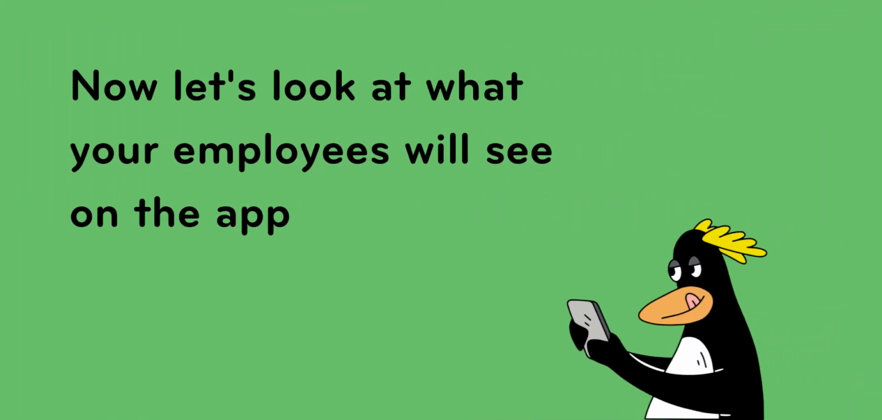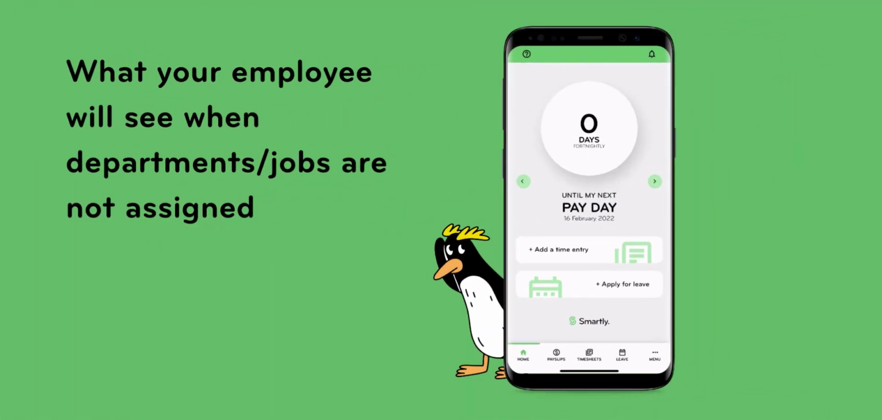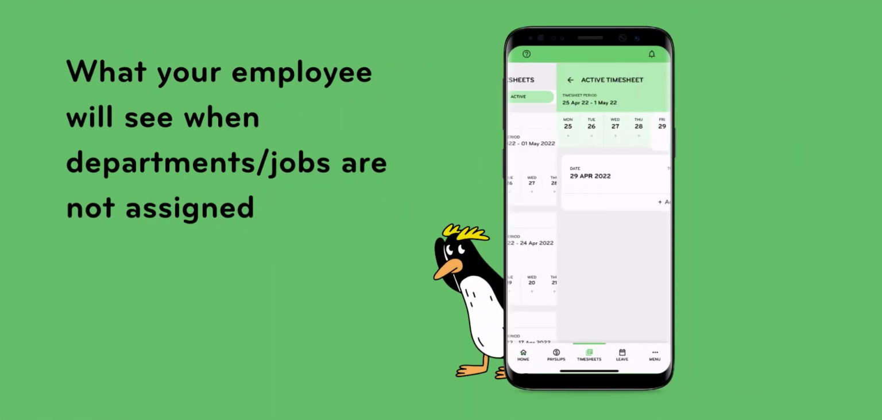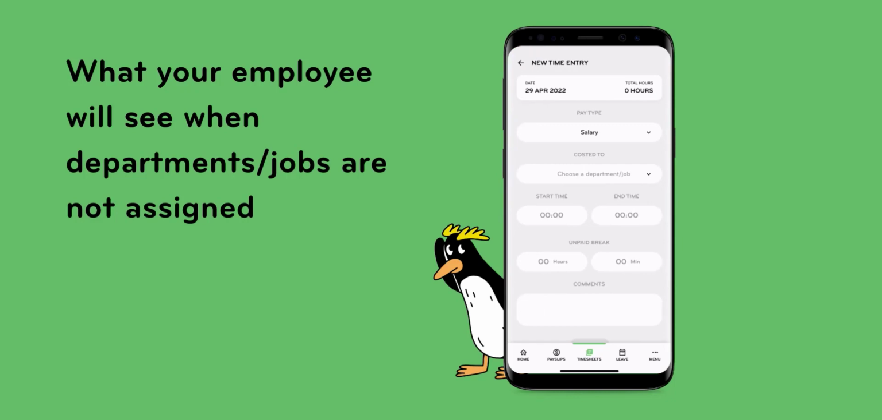Now let's look at what your employees will see when they're submitting hours using the mobile app. If you don't assign relevant departments or jobs for an employee, they will have the option of selecting from all the departments you have available for your business.